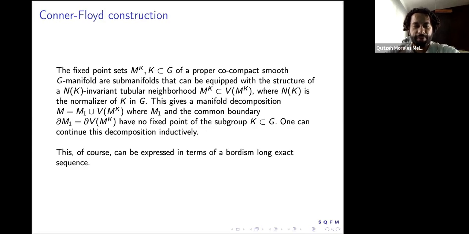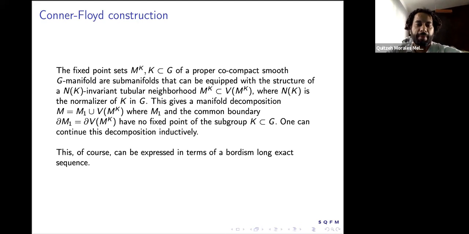Well, as Bernardo was saying, we have a fixed point set, and these fixed point sets are with respect to finite group actions. And well, these are submanifolds of the initial manifold, and they are equipped with the structure of an NK invariant tubular neighborhood, where NK is the normalizer of K in G. And then you can make this a G manifold by taking the union of all the fixed point sets with respect to the same conjugation class.